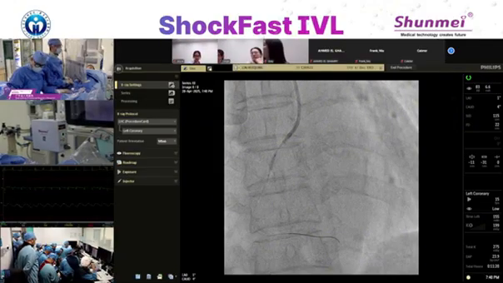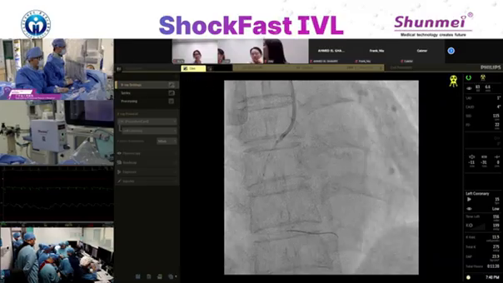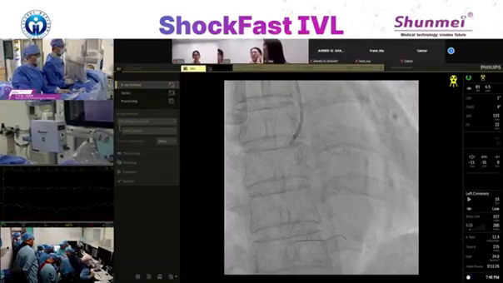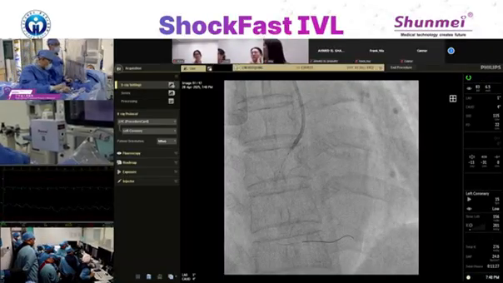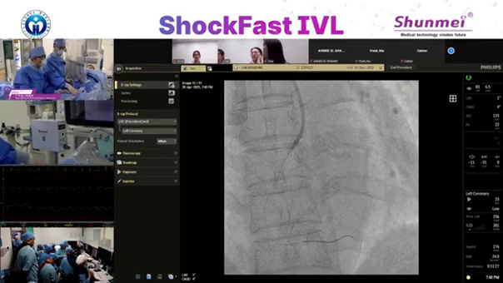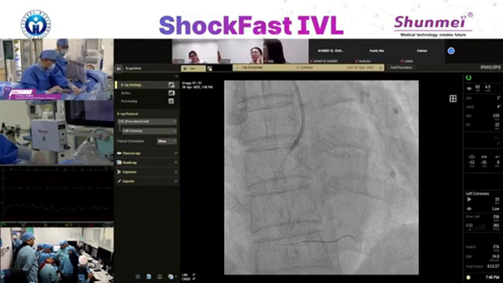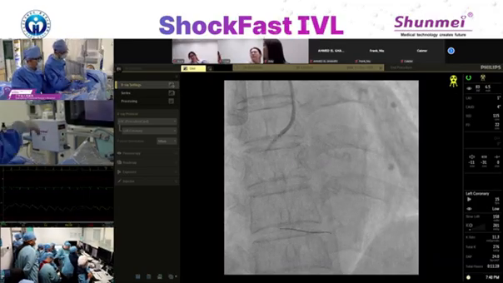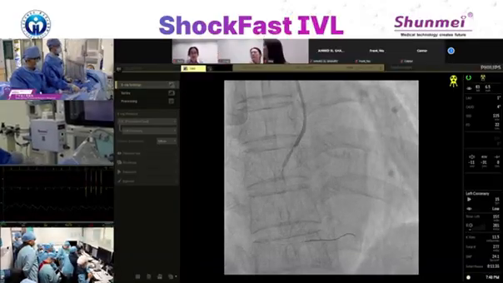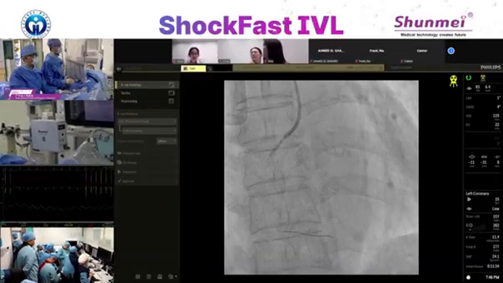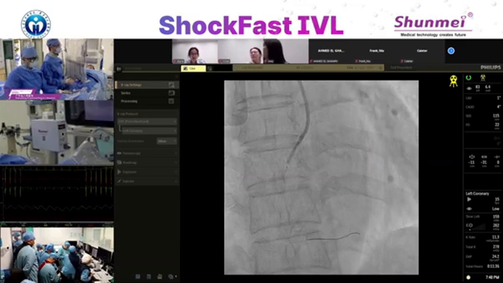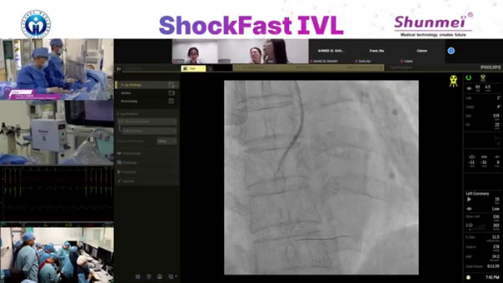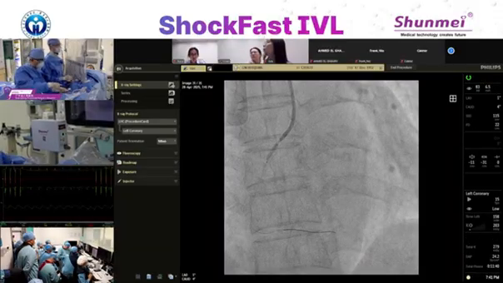Record it. Move a little bit. Okay, not 4, it's fine. Ball atmosphere are inflated. Now double hit the button. IVL is beating. There's a bubble in the very distal tip. Hit 6. Down.